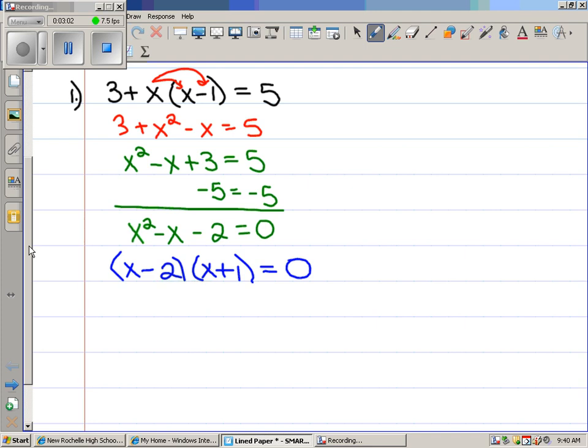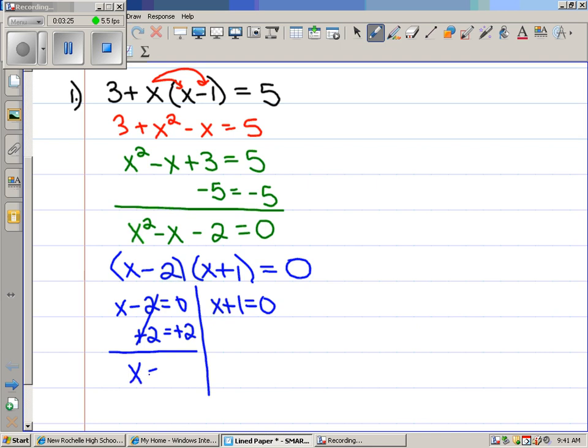Now we're going to set these equal to 0. You know what I mean by that? I mean, we're going to take this idea that when you multiply something by 0, you always get 0. So we're going to find what number, if we subbed in this parentheses, would make it 0, and what number, if you subbed in this parentheses, might make it 0. And there's our answer.